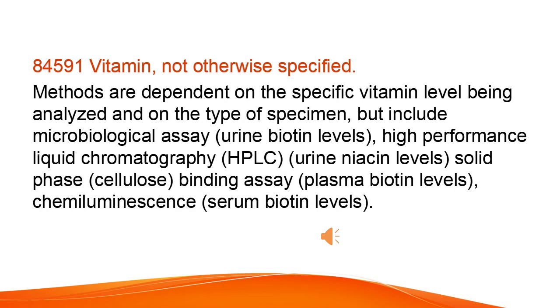Vitamin, not otherwise specified. Methods are dependent on the specific vitamin level being analyzed and on the type of specimen, but include microbiological assay, urine biotin levels, high-performance liquid chromatography, HPLC, urine niacin levels, solid phase, cellulose, binding assay, plasma biotin levels, chemiluminescence, serum biotin levels.